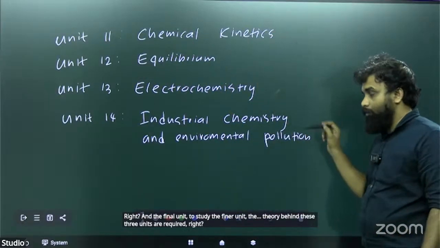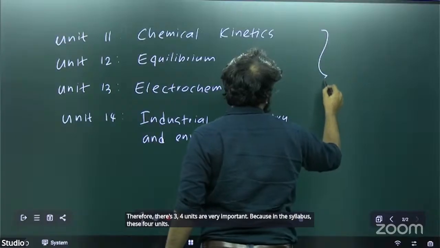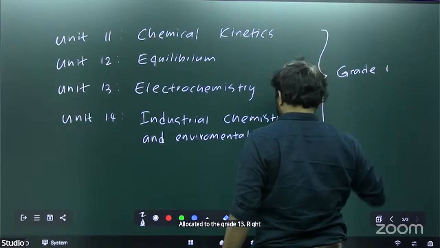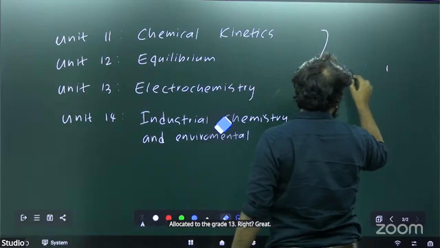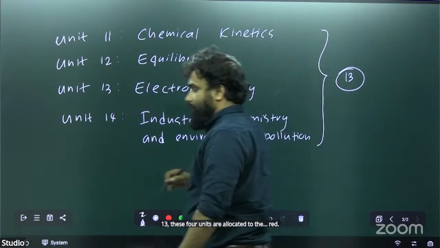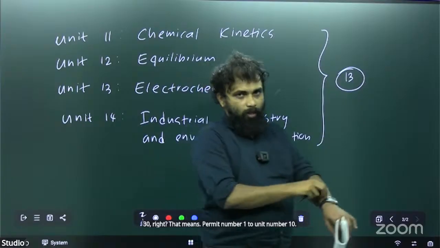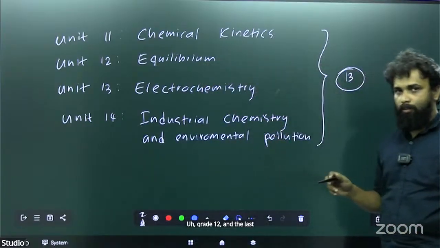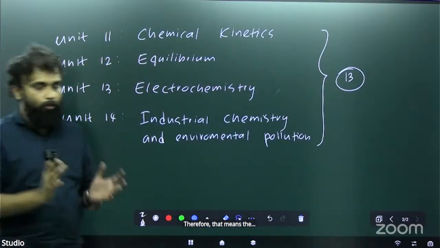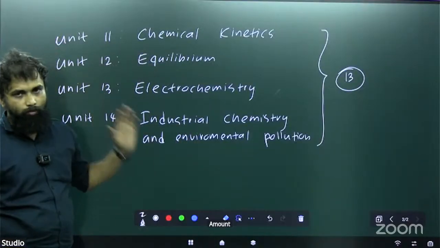Therefore, these 4 units are very important because in the syllabus, these 4 units are allocated to grade 13. That means units 1 to 10 are grade 12, and the last 4 units are grade 13. Therefore, the amount of unit number 12, we can equalize to the amount of unit number 4.